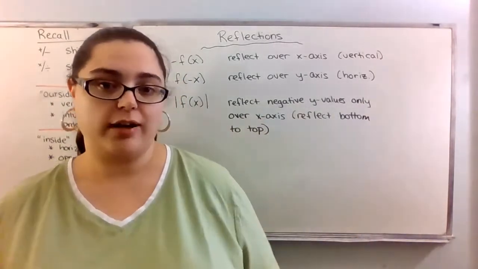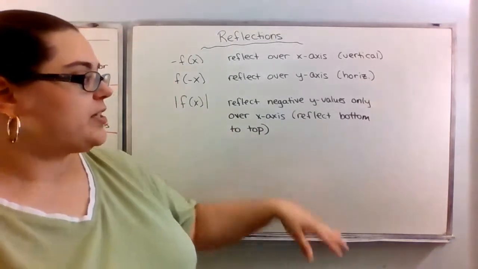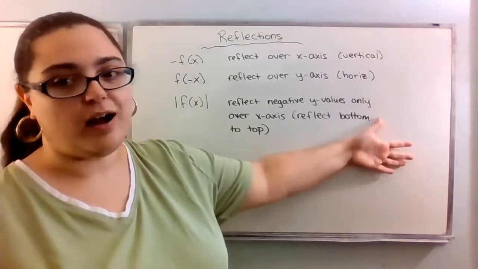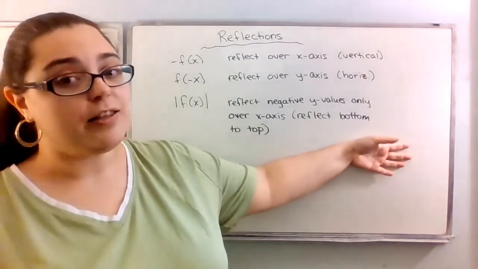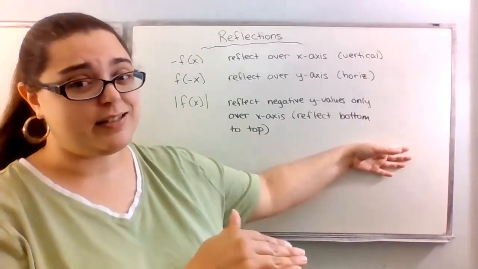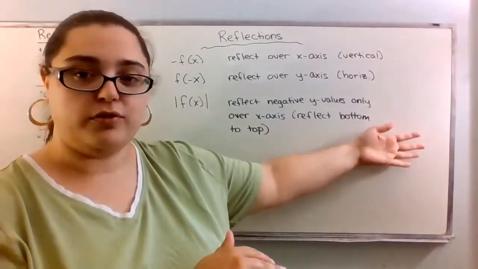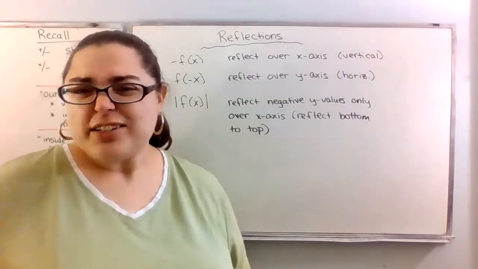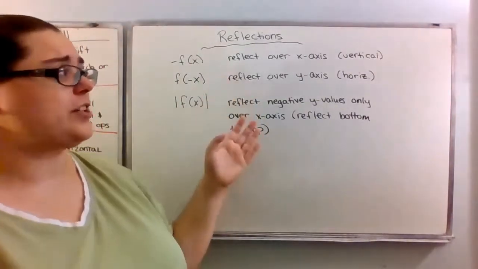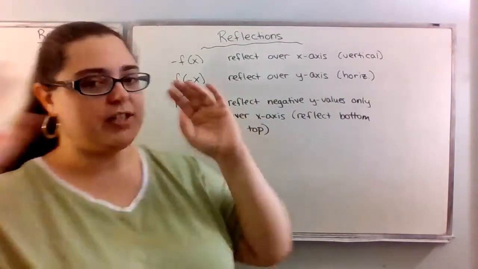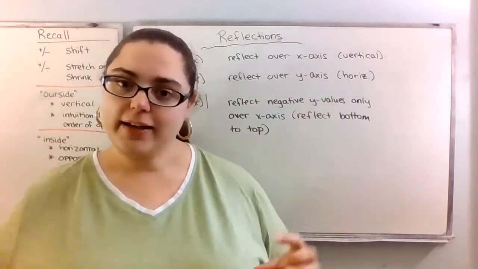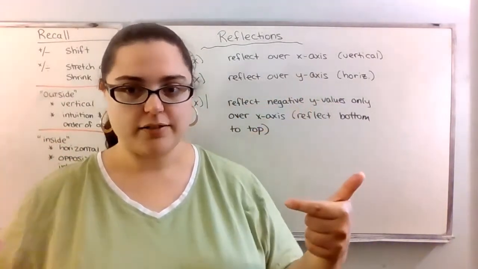The x's don't change. What that's going to do is it's going to take anything that's on the bottom half of your graph and reflect it up to the top half. Anything that was there already in the top stays in the top. The bottom just moves up to the top, kind of reflects up. So it's kind of like a half reflection. It's kind of like a half vertical reflection because all the positive y values remain the same. All the negative y values now become positive.